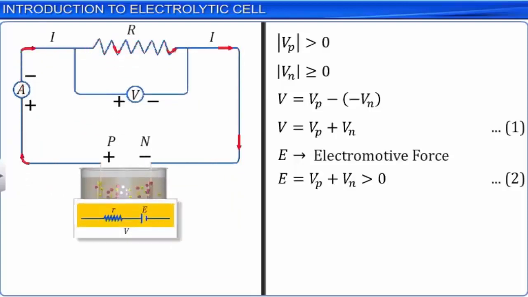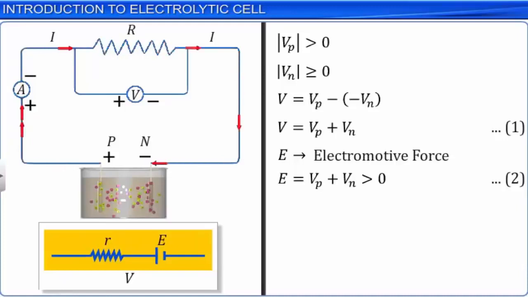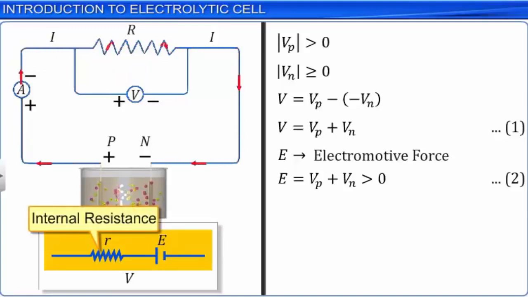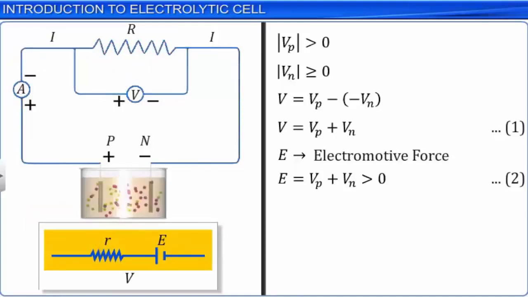As the current passes through the electrolyte, it must have a finite resistance r, which is known as the internal resistance of the cell. To clearly understand the difference between potential difference and EMF, let us replace the resistor R in the circuit with a resistor of infinite resistance.